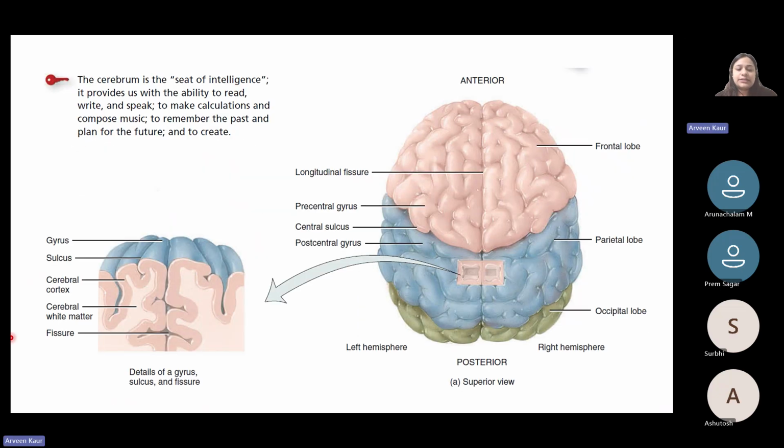So, again, this is a part from the book. Cerebrum is the seat of intelligence. It provides us with the ability to read, write, speak, make calculations, compose music, remember the past, plan for the future, and to create, which we have read.